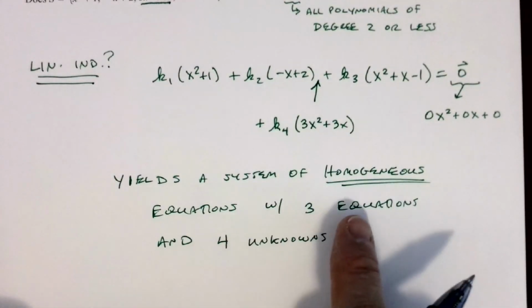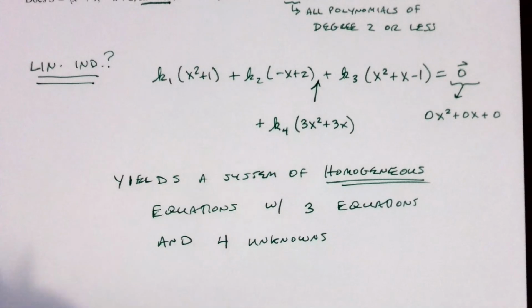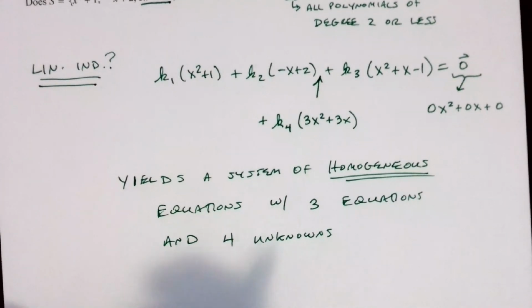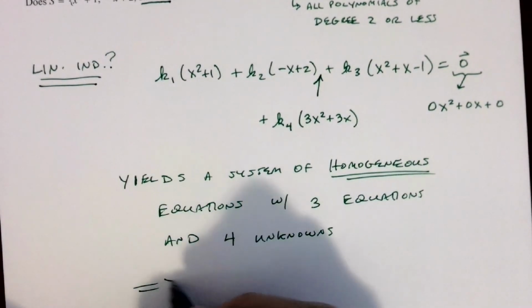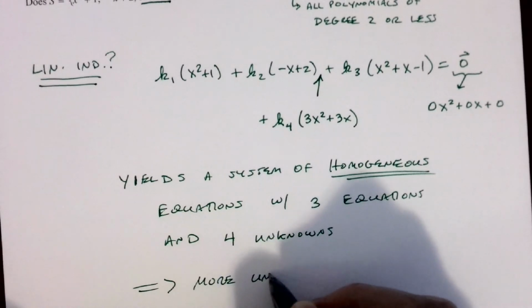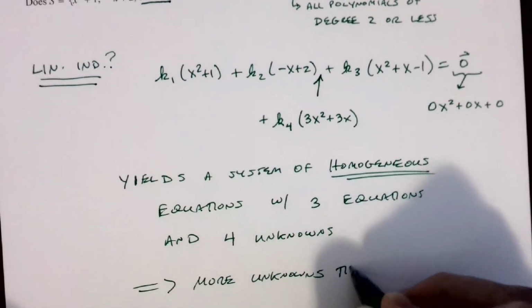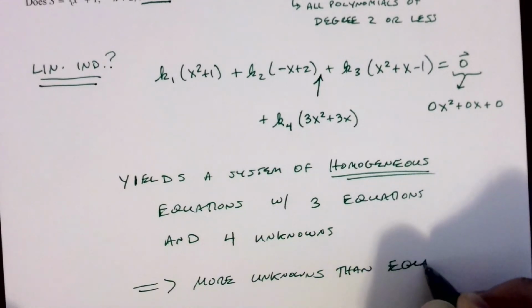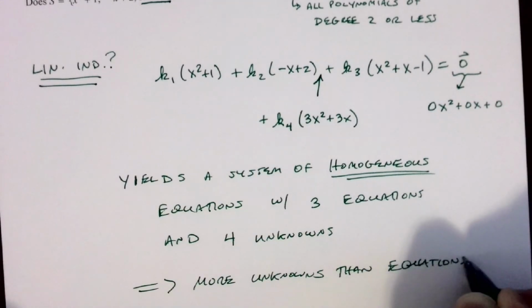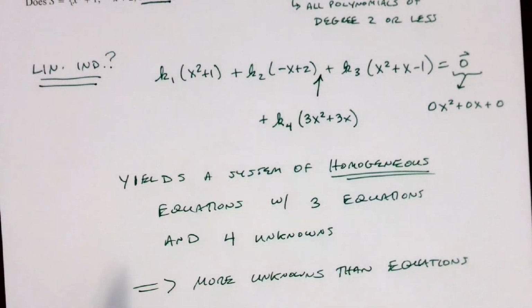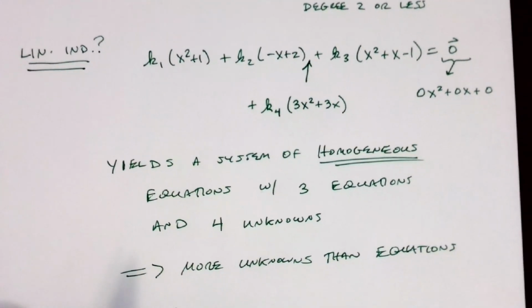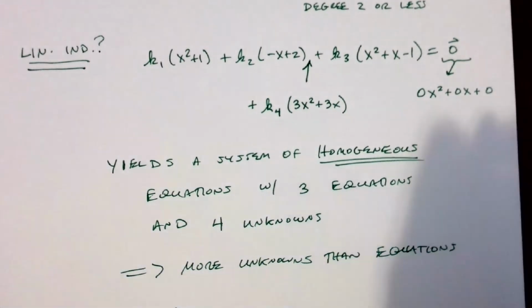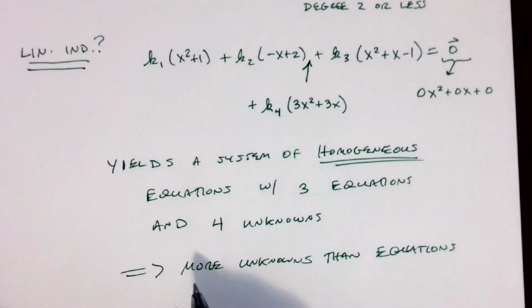I have more unknowns than equations. Do you remember a theorem we proved at the end of the last lecture on linear independence? I hope you do. We have more unknowns than equations. And for a homogeneous system, what does that mean? That means the system is always consistent, right? But with more unknowns than equations, there's going to be at least one of our unknowns that will not have a leading one.